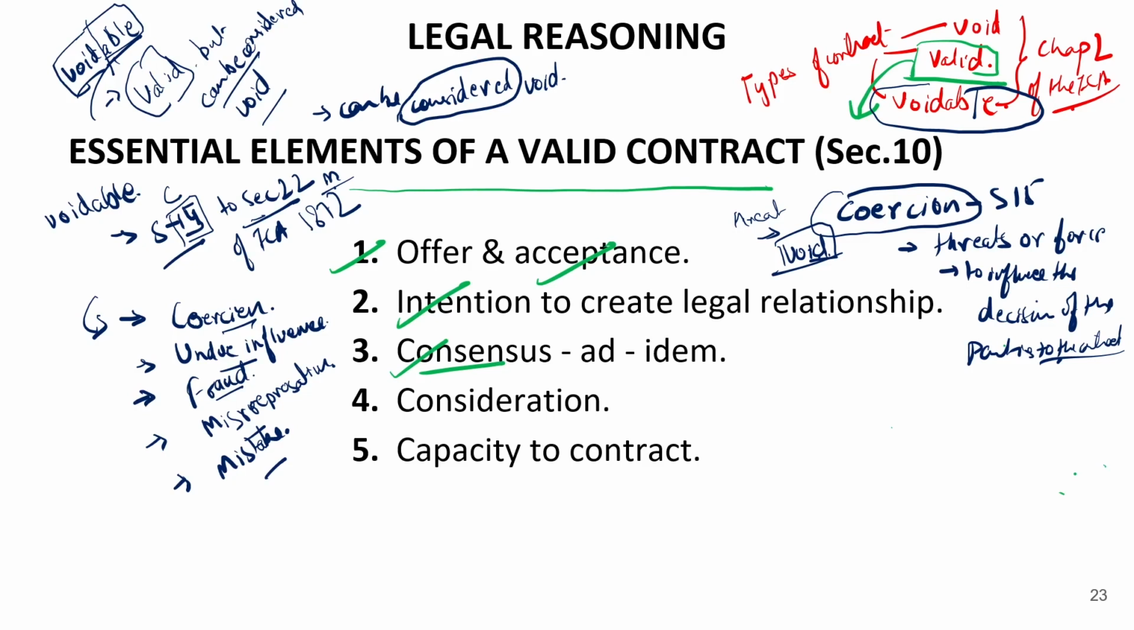So just for your remembrance, I would like to tell you one short trick which you can utilize to remember these, and that is CU. It is a mnemonic or just a short story which you can use to remember all these external factors which are going to influence the free consent of the parties to the contract.